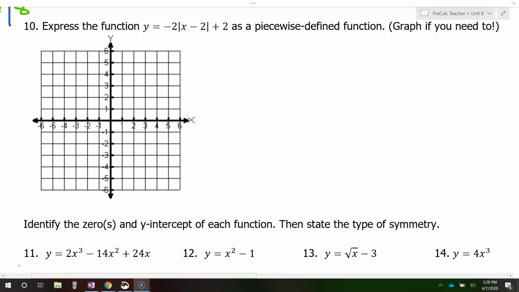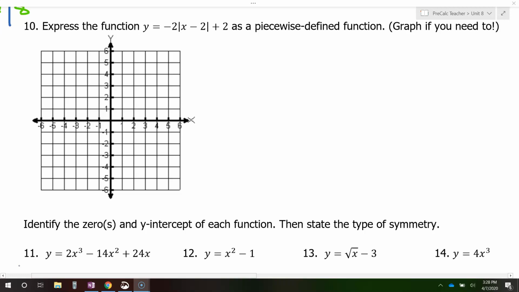In this video, I'm going to show you how to take an absolute value function like this and rewrite it as a piecewise function. I'm going to show you two different methods. First, I'm going to show you a shortcut for how to do it without graphing, but then I'll go back and show you how to do it with graphing. So first, the shortcut.